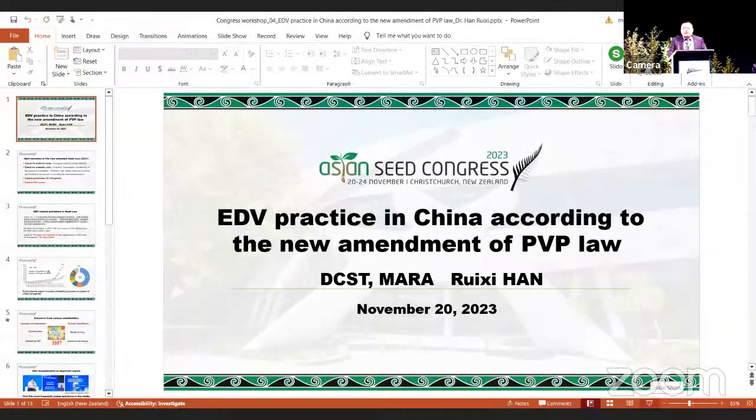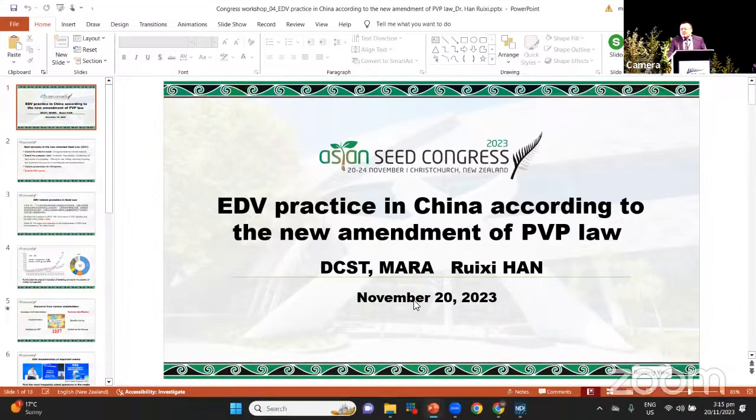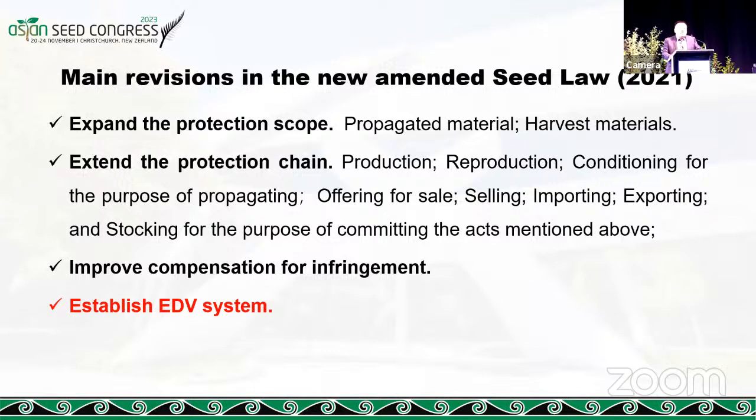So in 2021, we amended our seed law. The revision has four main parts. The first one is to expand the protection scope from the propagating material to the harvested material. And the second one is to extend the protection chain, because in the previous version, the scope was limited to production, reproduction, and selling. After the amendment, it's expanded to chains. This is quite convenient for the rights holders. In case there is an infringement, it is very useful for them to provide proof.